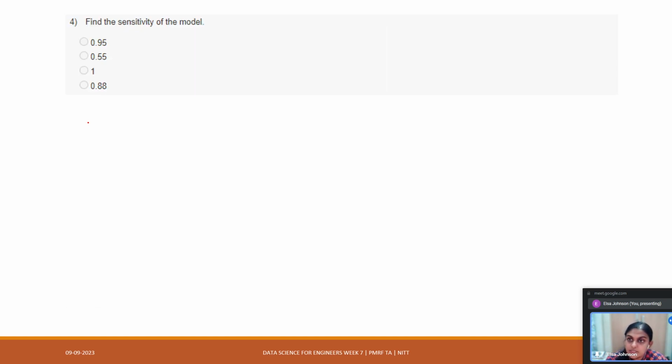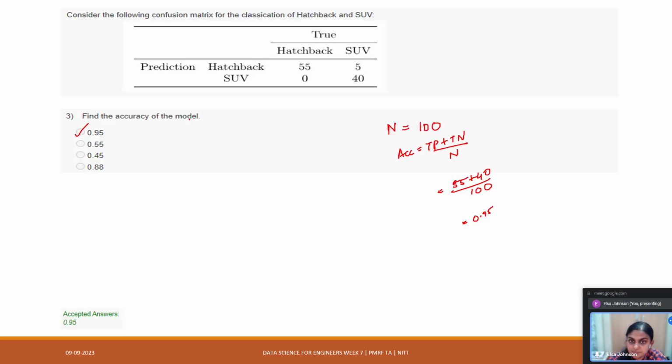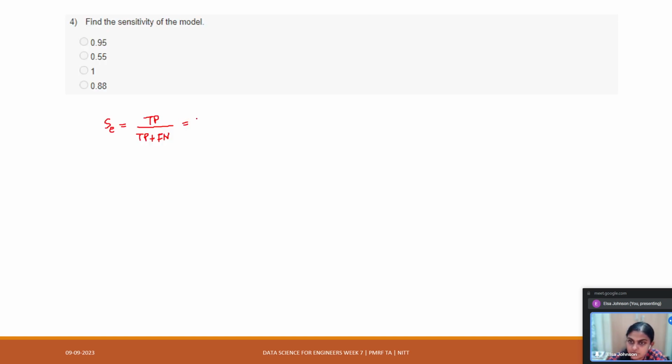Now find the sensitivity of the model. I have already given you how to calculate this one. Sensitivity is given by, you have to identify what all are positive. So positive means true positives are already there, plus the ones which were classified as negative from the true positive. So what is the answer? People are giving C. Why? Because 55 plus 0 by 55, so it's 1, that is true.